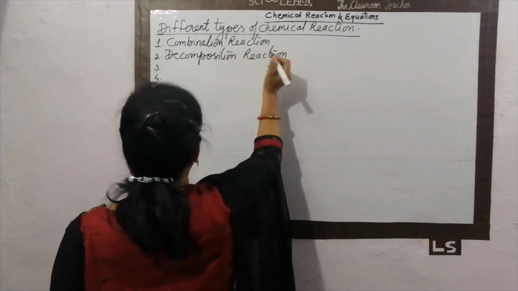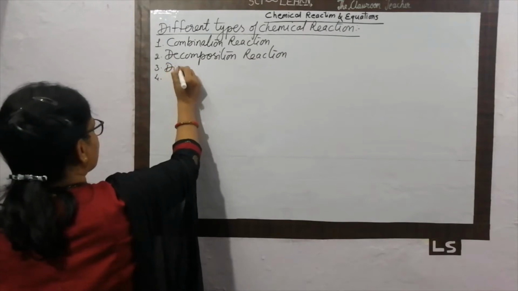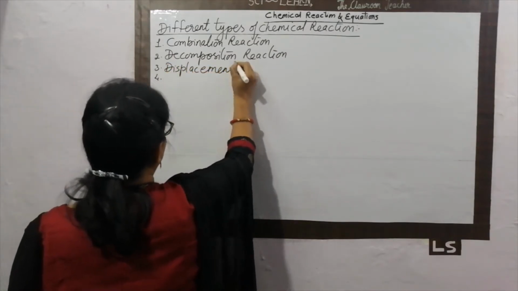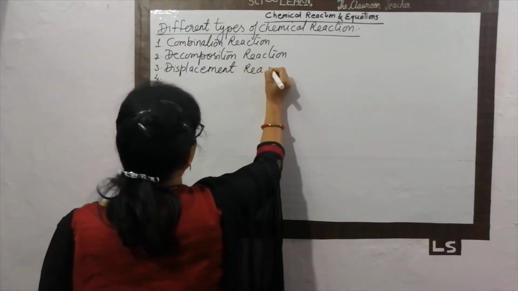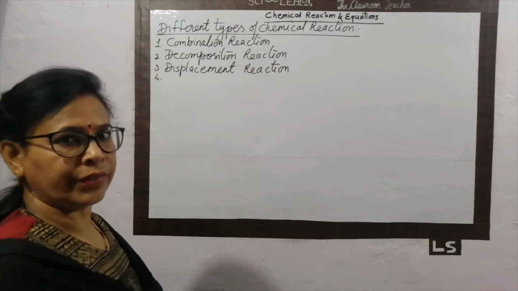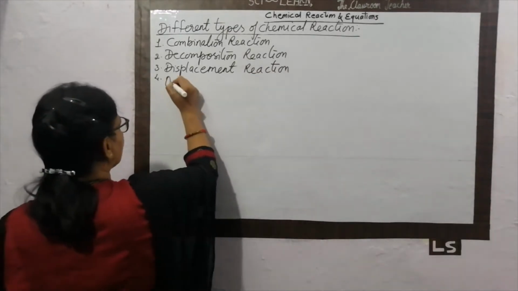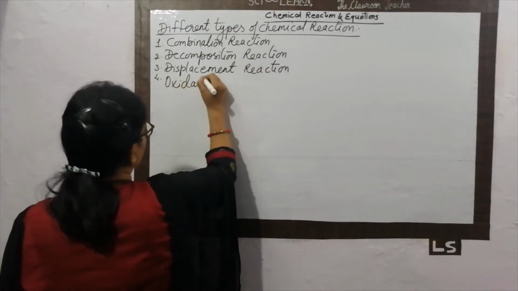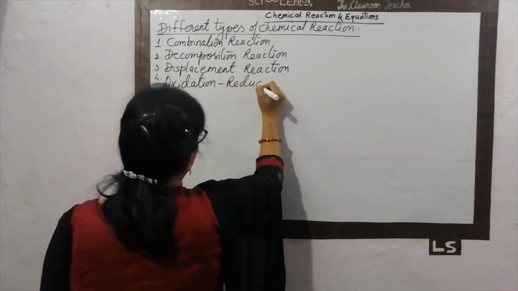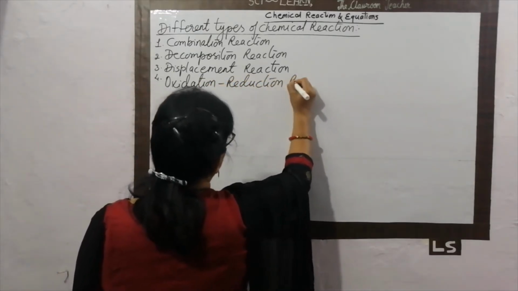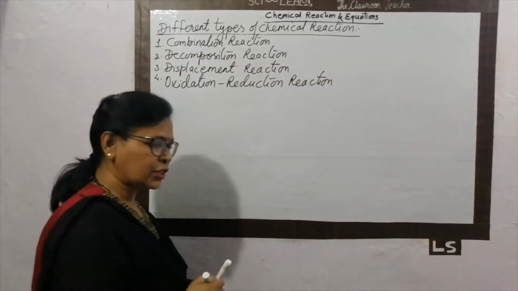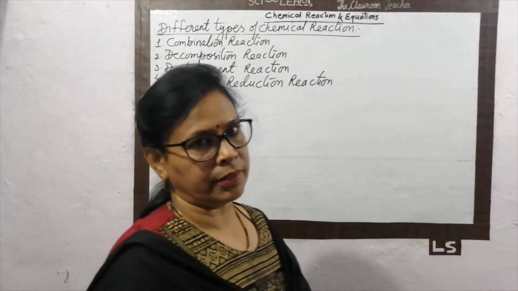Third is called displacement reaction. In displacement reaction, we also have to discuss the double displacement reaction. And last is the oxidation reduction reactions. So there are 4 or 5 categories of reactions we have to study in this topic.